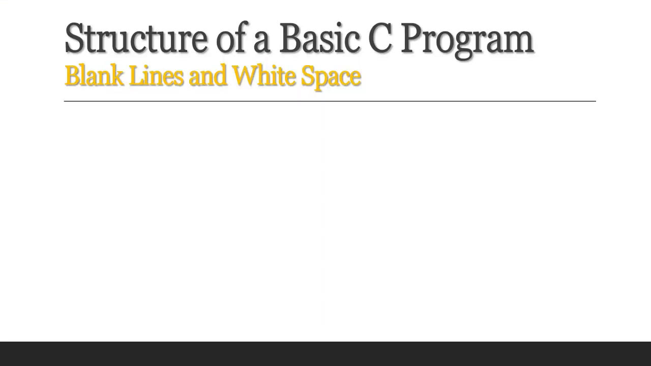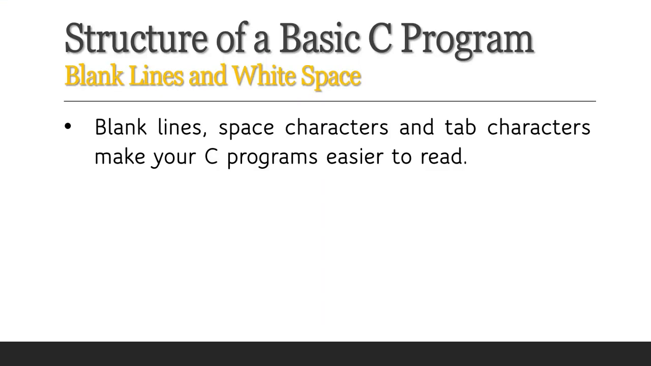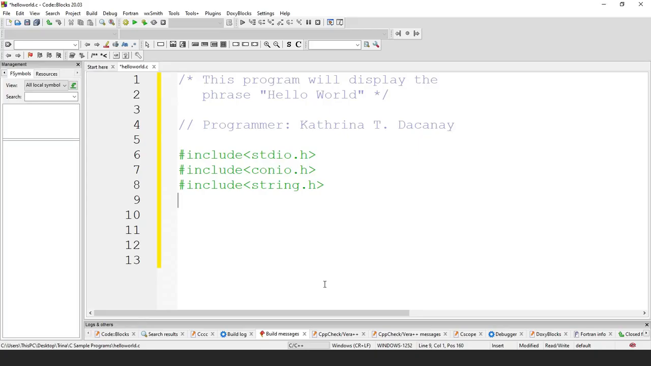Blank lines and white spaces are used to make your C programs easier to read. This includes the blank lines, the space, and tab characters. We use the blank lines and white spaces in between our statements, in between our codes, to make our program readable, especially if our program contains a large number of lines.